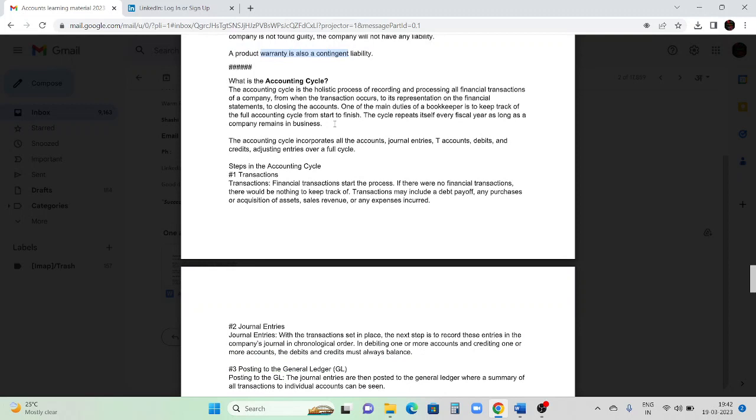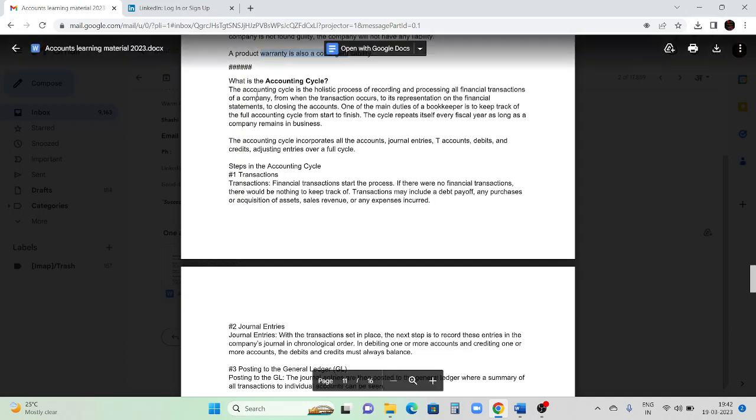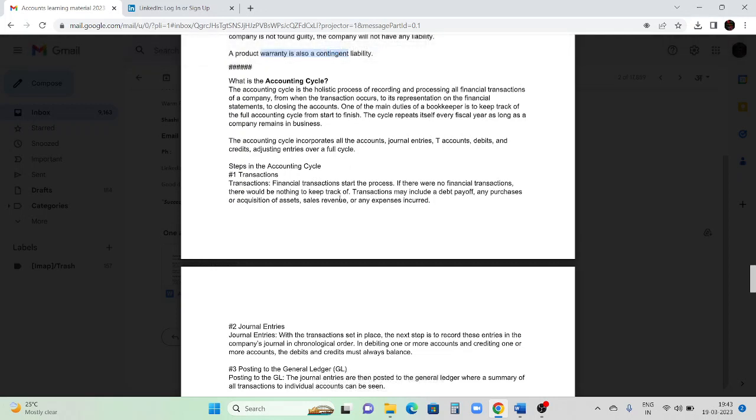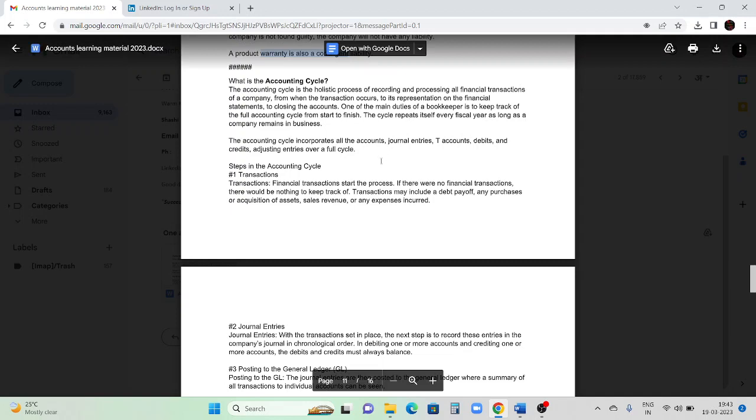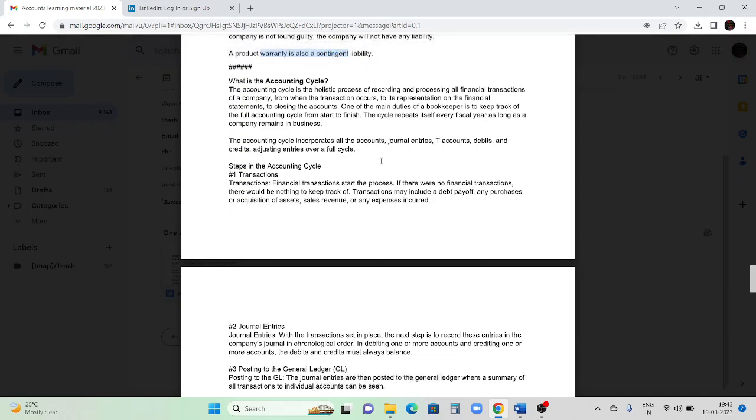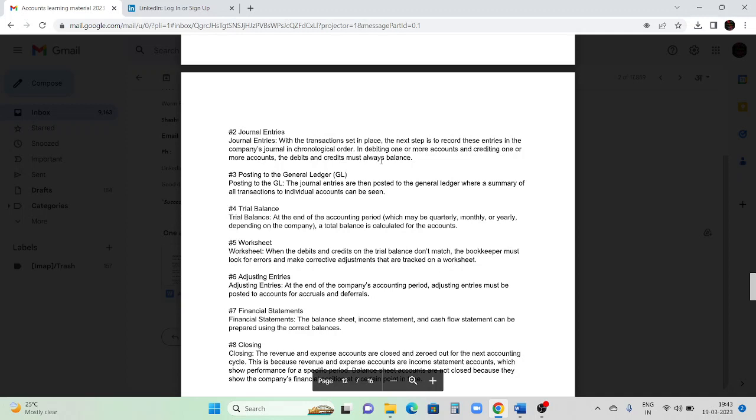What is the accounting cycle? They have mentioned the accounting cycle incorporates all the accounts like journal entries, debit and credit, adjusting entries. These are the things. So, journal entries, accounting cycle. What is the meaning? It's mentioned as the holistic process of recording and processing all financial transactions of a company from when the transaction occurs to its representation on the financial statement to closing the accounts.